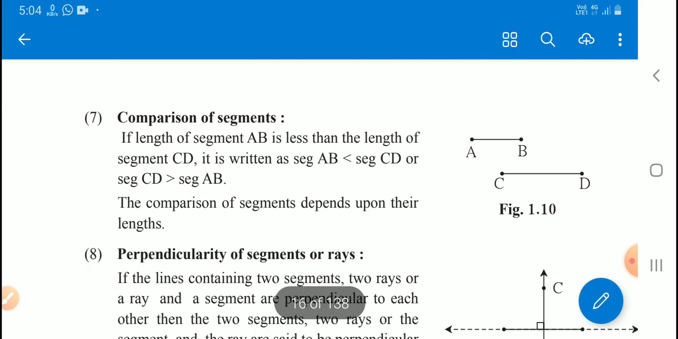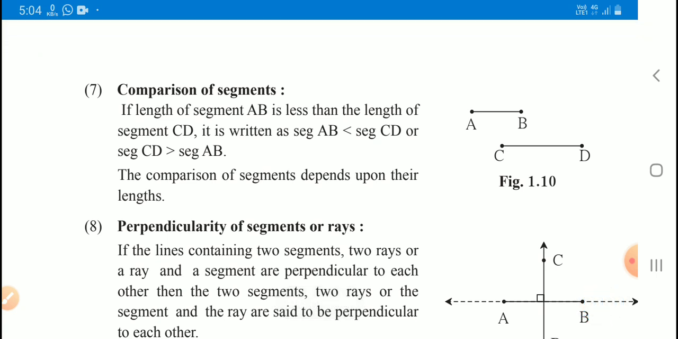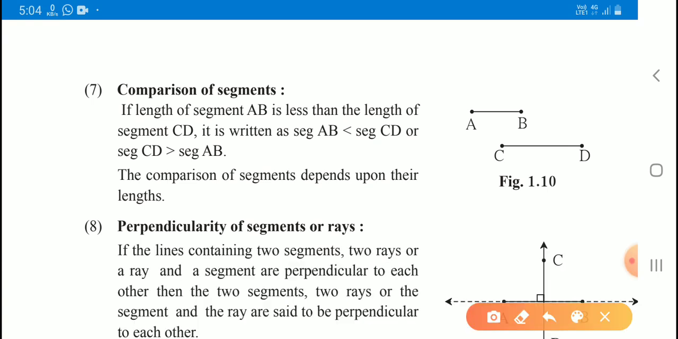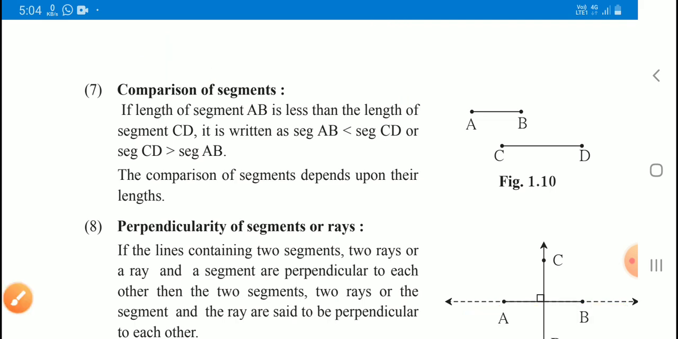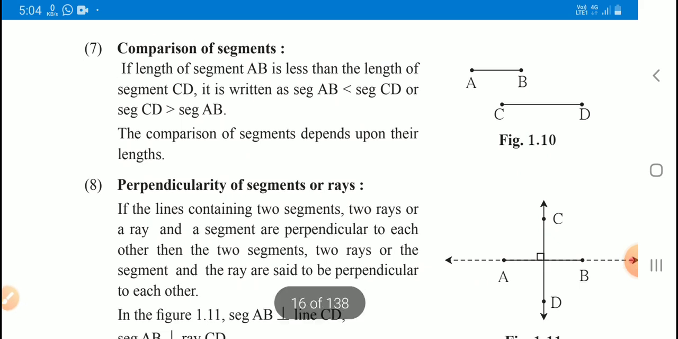Now the next point is comparison of segments. By comparison, these three signs will come to your mind. The third sign shows equality, but the first two signs show the comparison between any two objects or any two things. Now here we will see the comparison of segments.